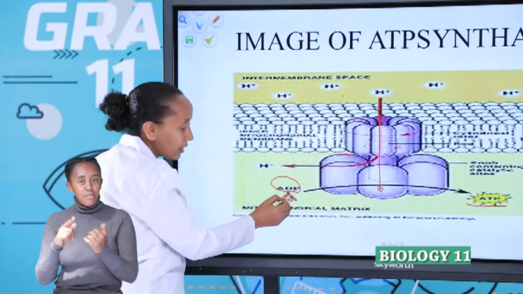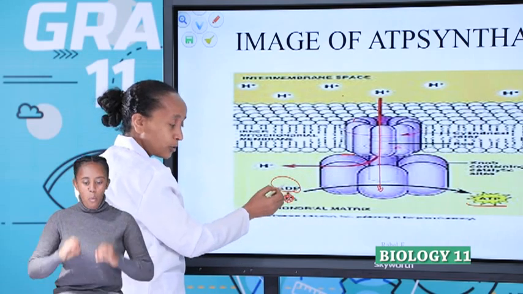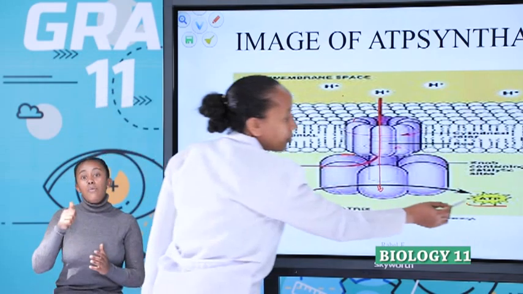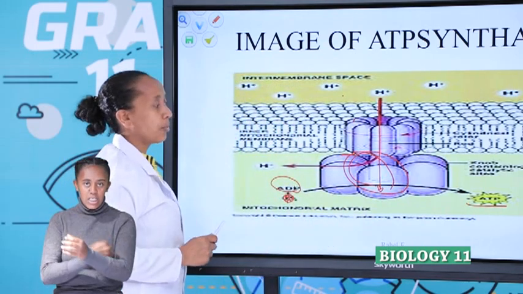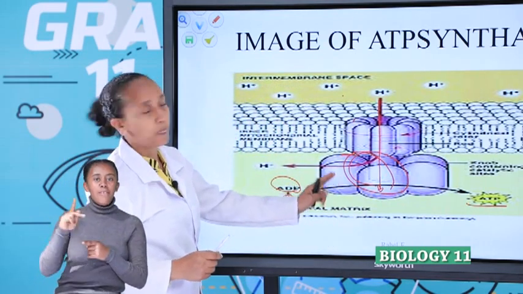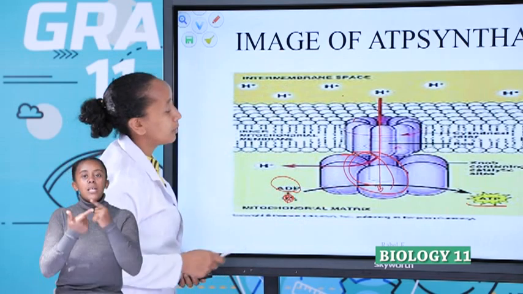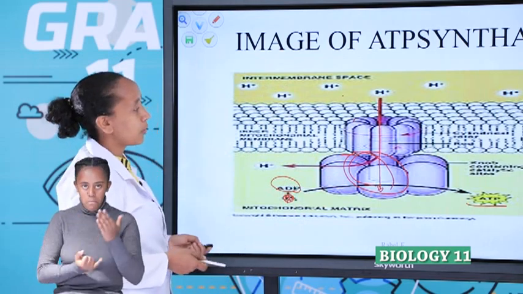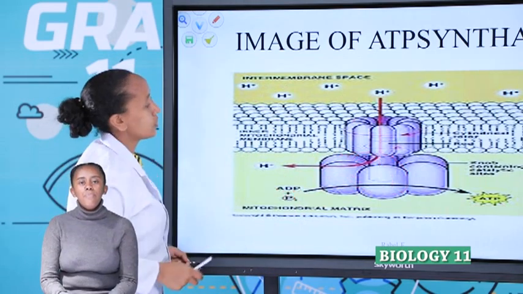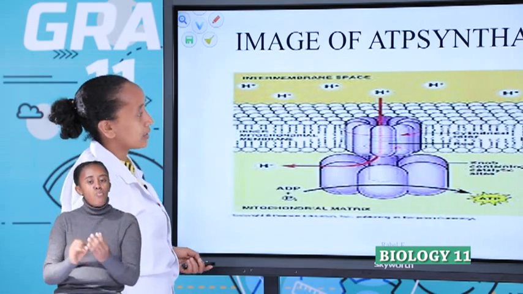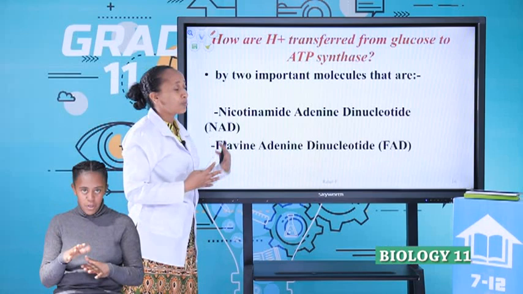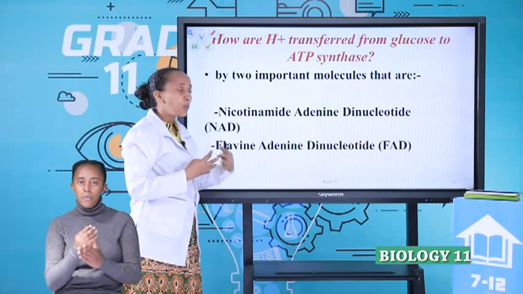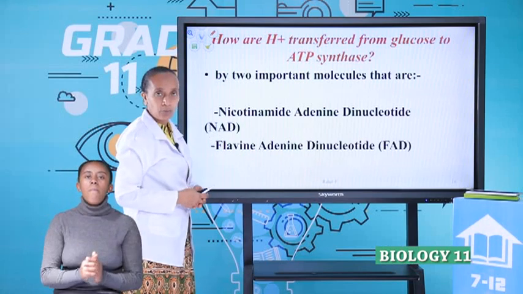And this inorganic phosphate will bind with adenosine diphosphate to form ATP by using the energy that is generated by the ATP synthase. This is the second step, the second process by which cells produce ATP in aerobic respiration. If ATP is produced by this mechanism, from where does the hydrogen come from?